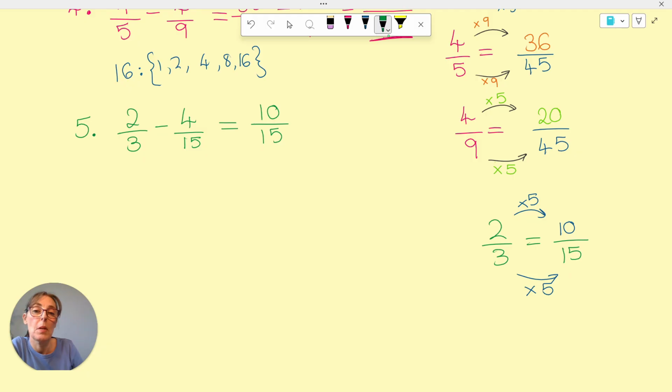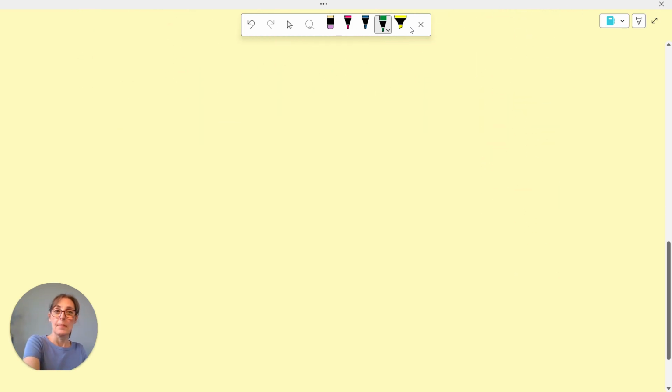Because 2 5's are 10 and 3 5's are 15. Take away 4/15. So we've got 10/15, take away 4/15 is 6/15. Now I know that 6 is a multiple of 3 and 15 is a multiple of 3, so I'm going to divide the top and bottom by 3. 6 divided by 3 is 2, and 15 divided by 3 is 5. So our answer is 2/5. Okay, number 6. Let's take it right down. There we are.